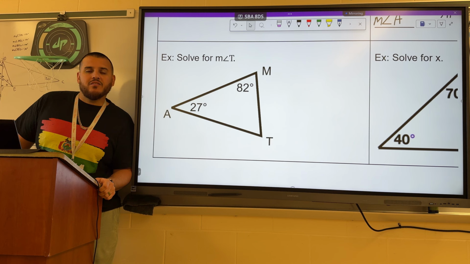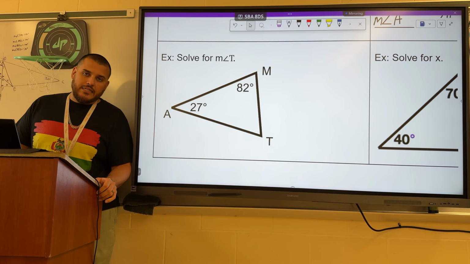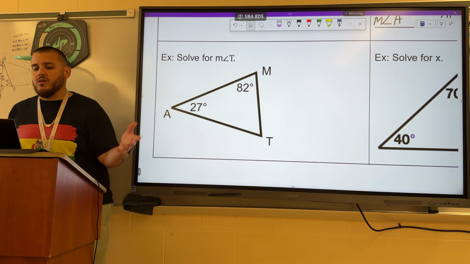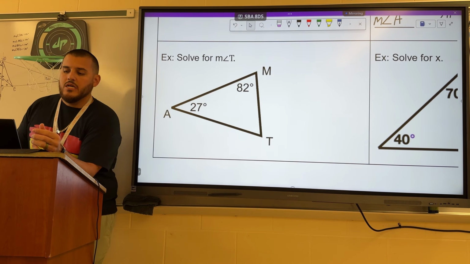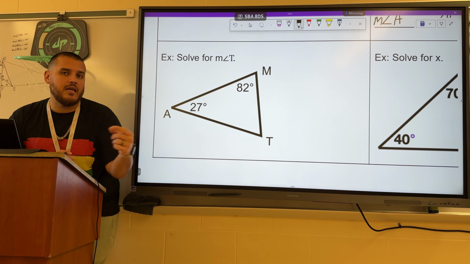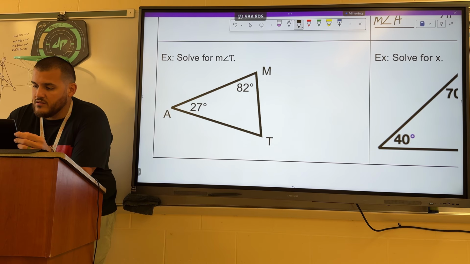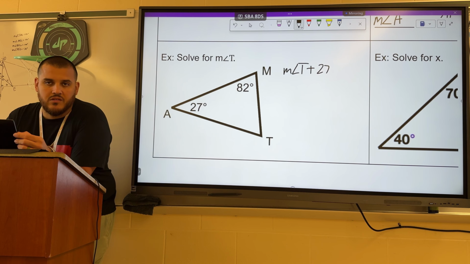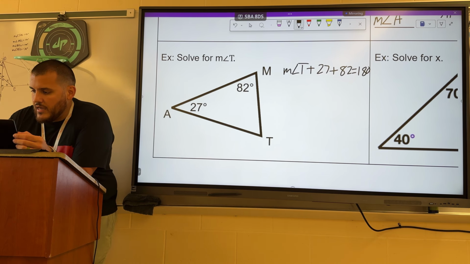We apply the triangle sum theorem by solving for missing angles or variables inside of triangles. So in our first example, we're applying the triangle sum theorem to find the missing angle, which is angle T. Again, our theorem tells me all three angles must add up to 180 degrees. So the measure of angle T, plus angle A, which is 27 degrees, plus angle M, which is 82 degrees, must add up to equal 180 degrees.